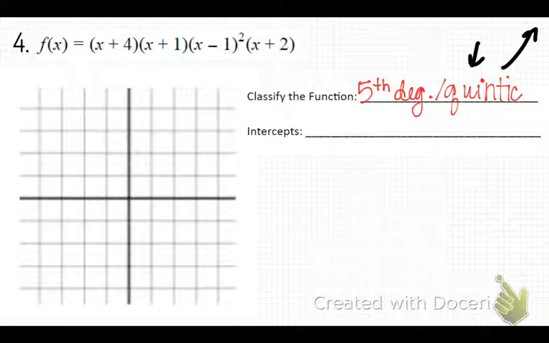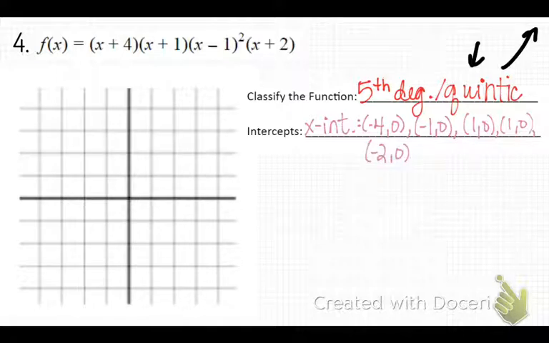And I have x-intercepts. What's my first one? -4, 0. My second one? -1, 0. My third one? +1, 0. Okay, my fourth one? Another 1, 0? Okay. And my last one? -2, 0. Do we all agree with that? Okay. And I have a multiplicity at 1, 0.